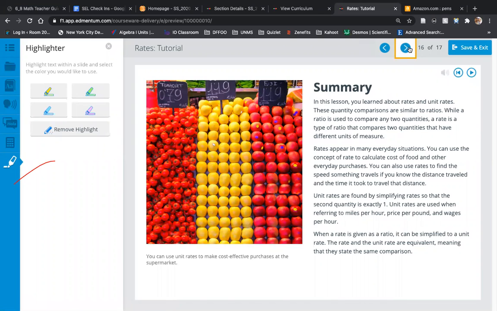Okay, so last thing is just the summary slide. I'll read this all together. It says, in this lesson, you learned about rates and unit rates. These quantity comparisons are similar to ratios. While a ratio is used to compare any two quantities, a rate is a type of ratio that compares two quantities that have different units of measure.